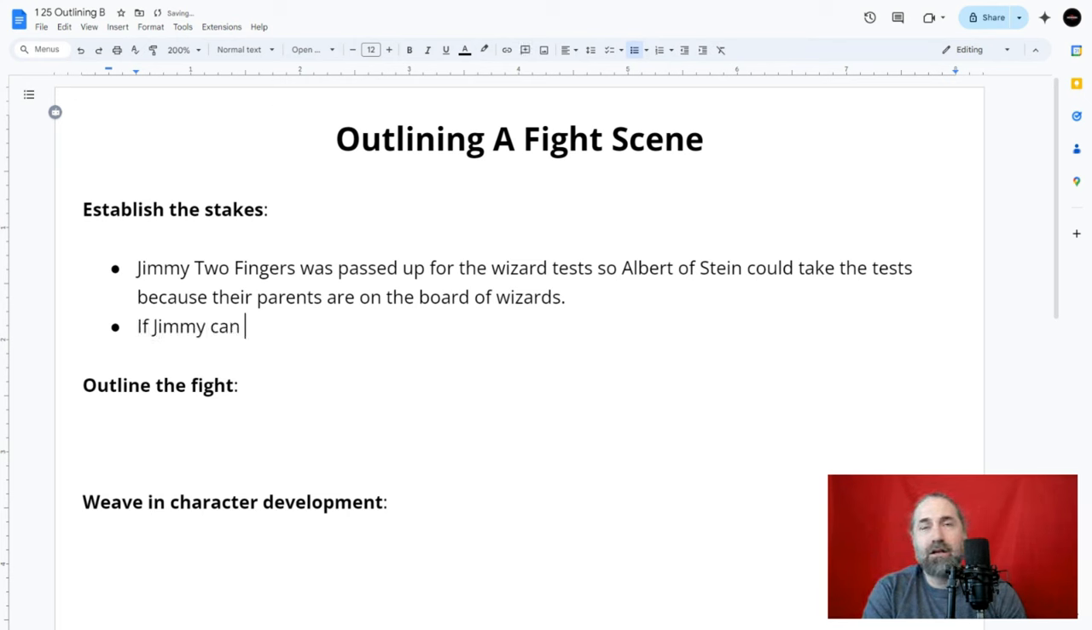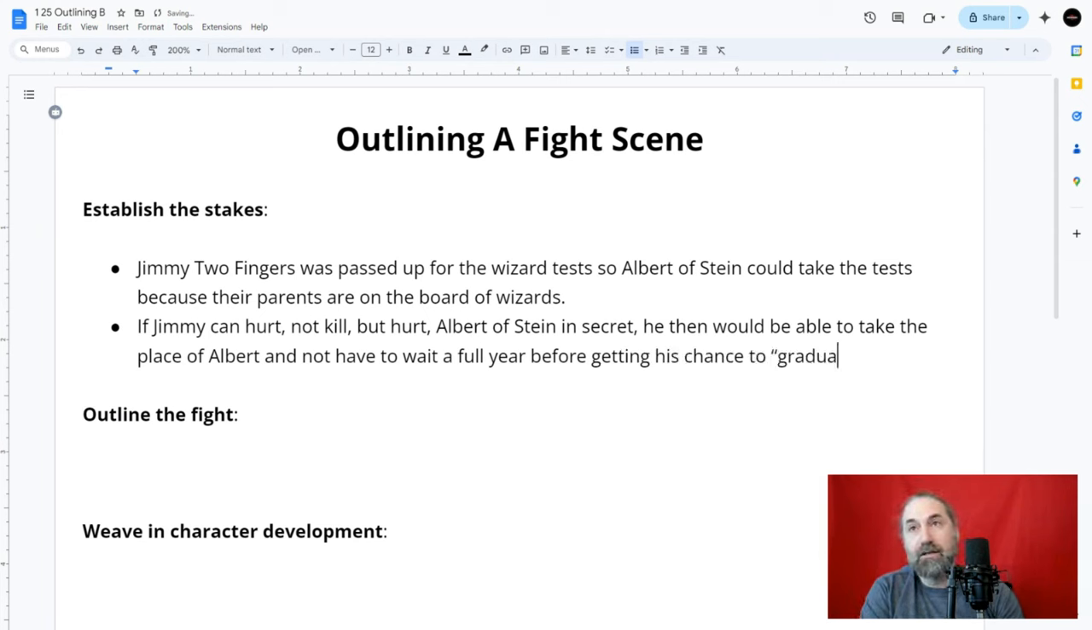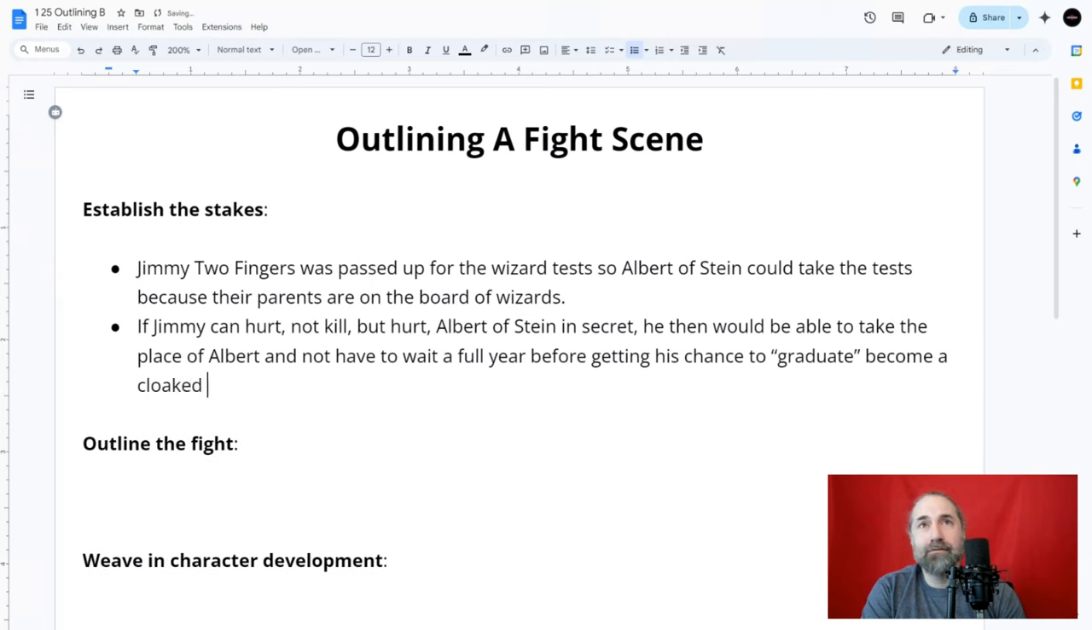If Jimmy can hurt, not kill, but hurt Albert of Stein in secret, he then would be able to take the place of Albert and not have to wait a full year before getting his chance to graduate and become a cloaked member of the wizards. Okay, cloaked. Graduate. I always check my spelling.